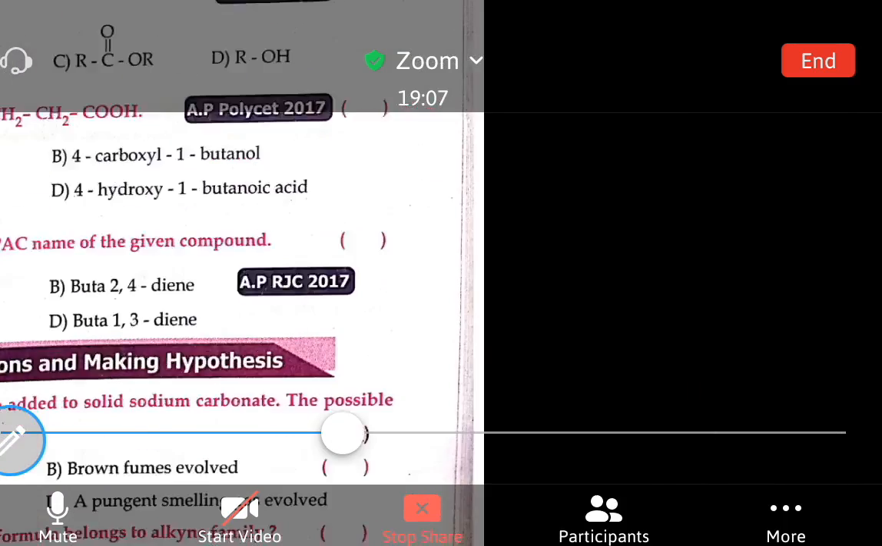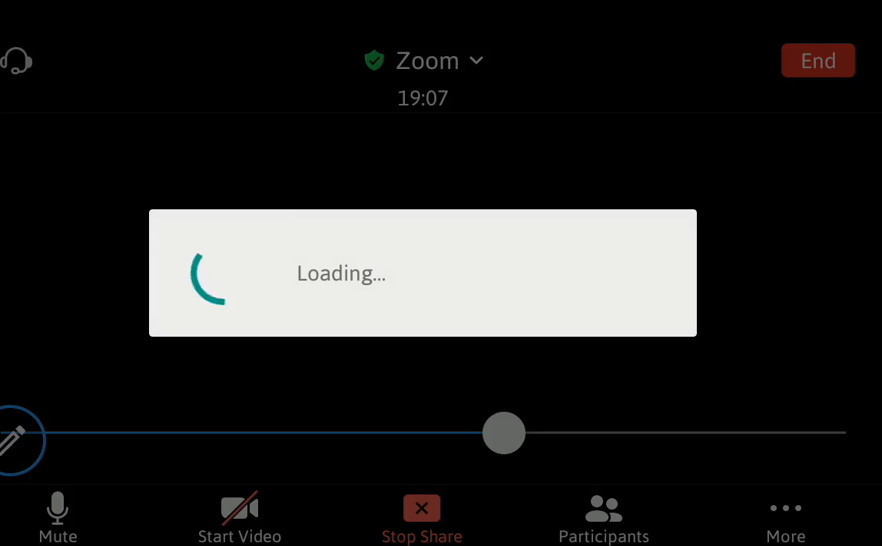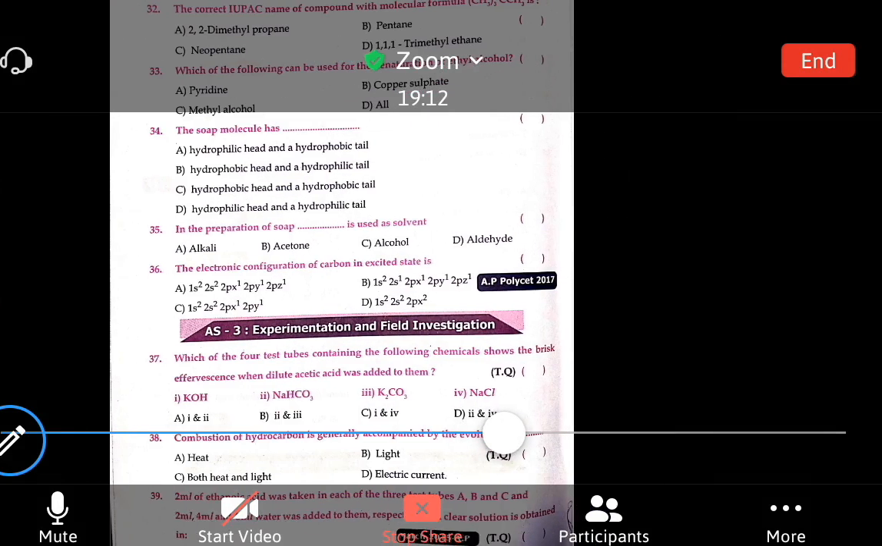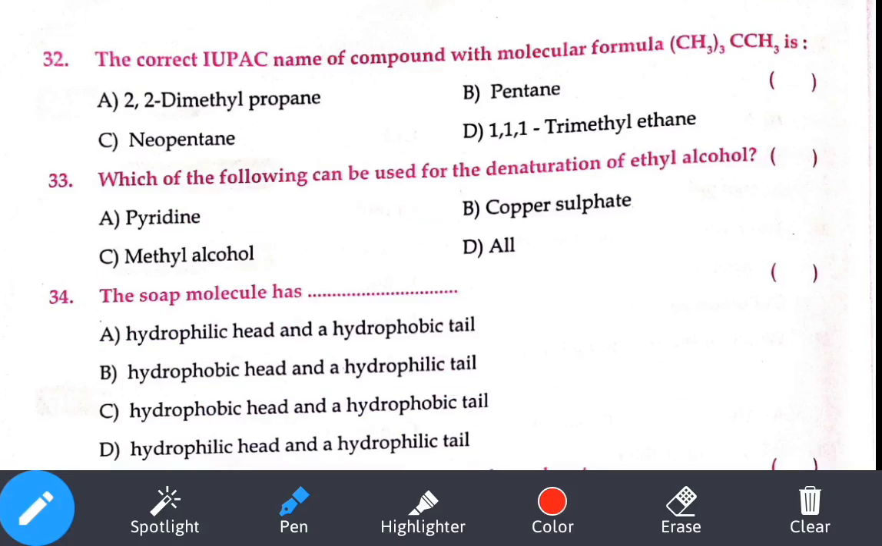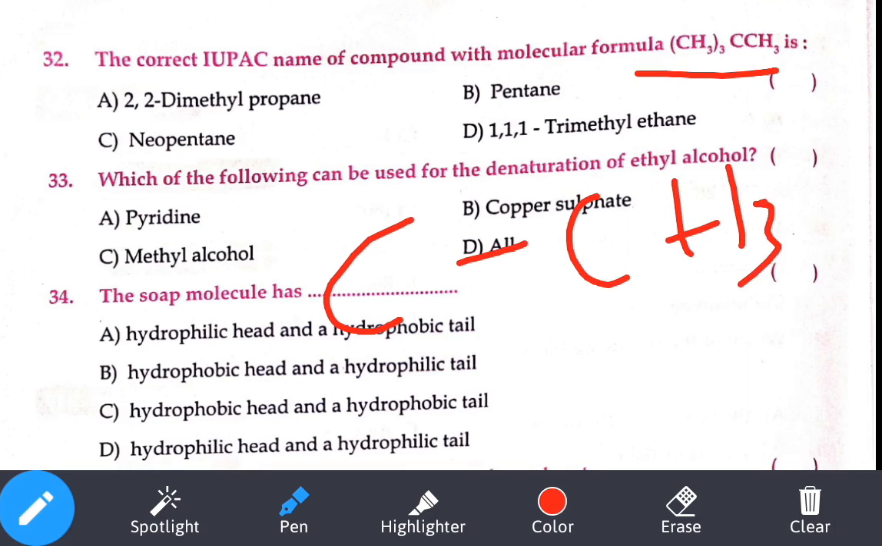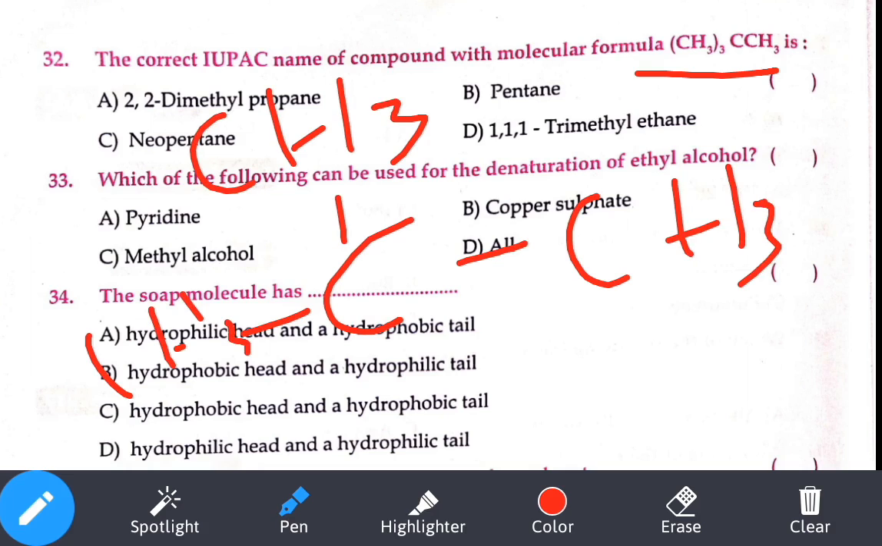Let's see the next page. Let me zoom it. The correct IUPAC name of the compound with the molecular formula. Okay, see that. So CH3 thrice, C, CH3. They have given thrice CH3, CH3, and CH3. And they're asking what is the name of the compound. So what is the name of the compound? Can anyone tell me?